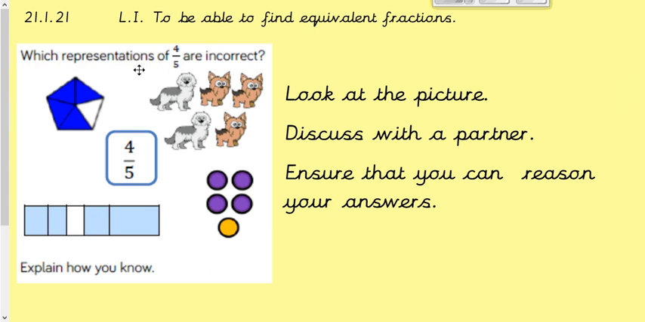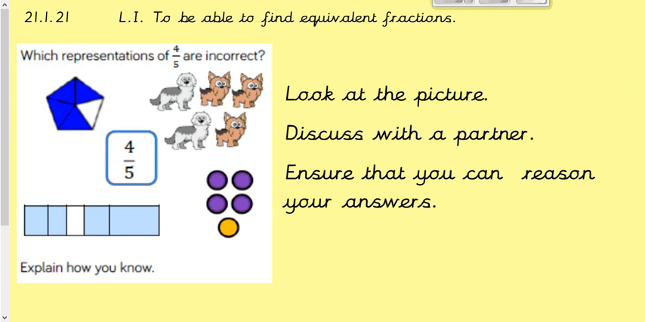Let's have a look at this. So which representations of 4/5 are correct? Look at the picture, discuss with a partner. Now, you might not have a partner at home. If you're in school watching this, then you will have a partner. But see if you can have a think or discuss with a parent or someone at home and see if you can give a reason for your answer. So which representations of 4/5 are incorrect? Explain how you know. So pause the video, have a look, give yourself a couple of minutes and have a think about each one.